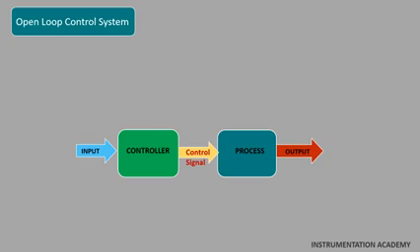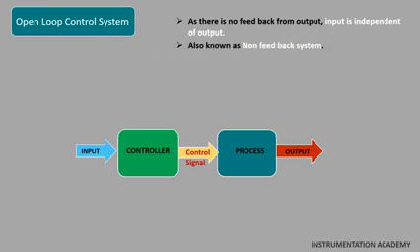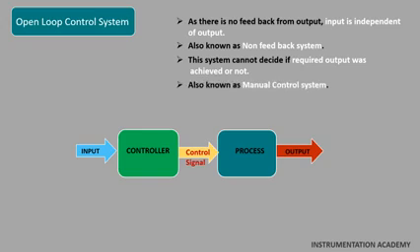Now the system assumes that this generated output is the desired output. As there is no feedback path from output, input is independent of output. So this system is also known as non-feedback system. As this system does not have any feedback from output, the system cannot decide if the required output was attained or not. Open loop control system is also known as manual control system.